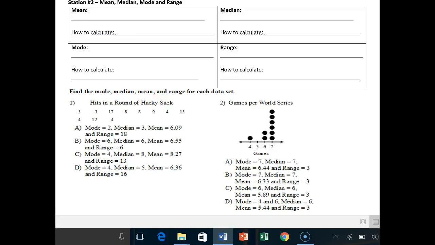Mean, median, mode, and range are going to be things that are going to be on the Terra Nova. We haven't covered them yet. We'll cover them later on in the year, but I just wanted to give you a heads up. So if you see a problem, you actually know how to work with it.